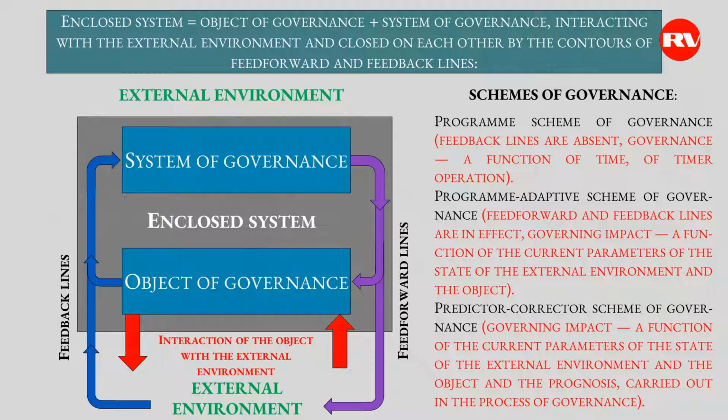But factually, the program scheme of governance is implemented in automatic washing machines. There is a certain timer, it counts the time, and depending on which second passes, the program performs these or those operations. It turns the drum, fills and drains the water, or turns the drum so that it works in centrifuge mode and dries the laundry.